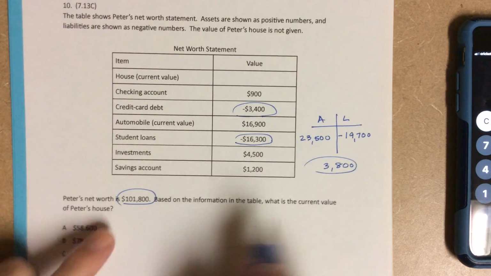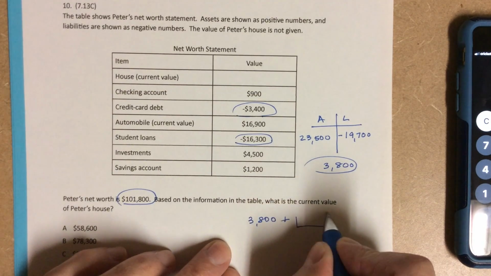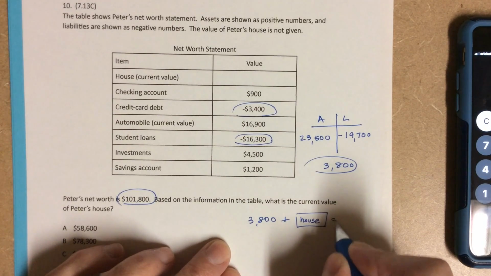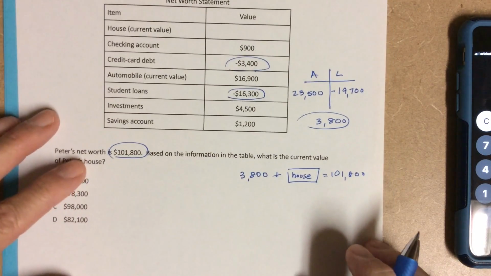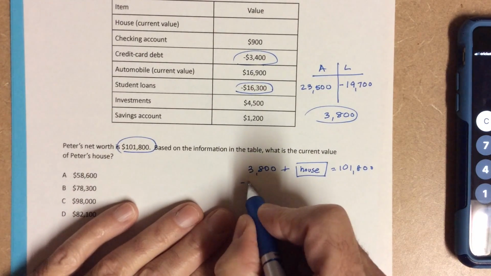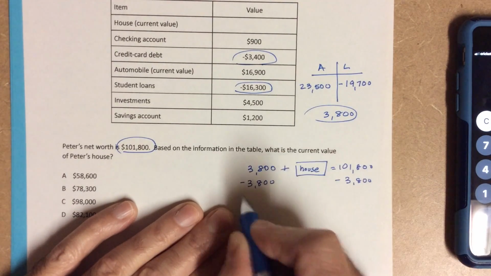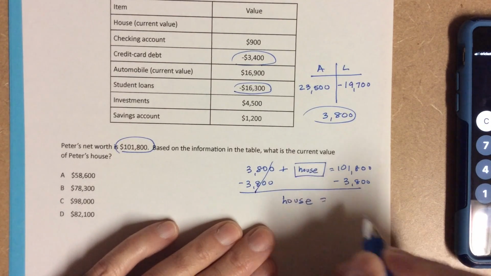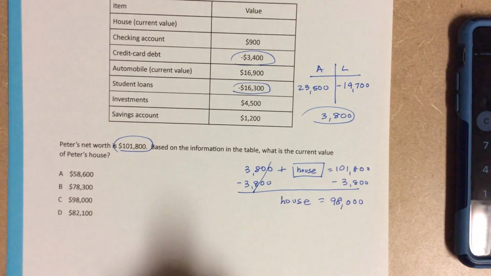Now he also has a house. So it's $3,800 plus the house equals $101,800. So I'm going to turn this around. I'm looking for that missing value. You could guess and check. But I'm going to take $3,800 off of each side. And I would find out that the house is worth $98,000.